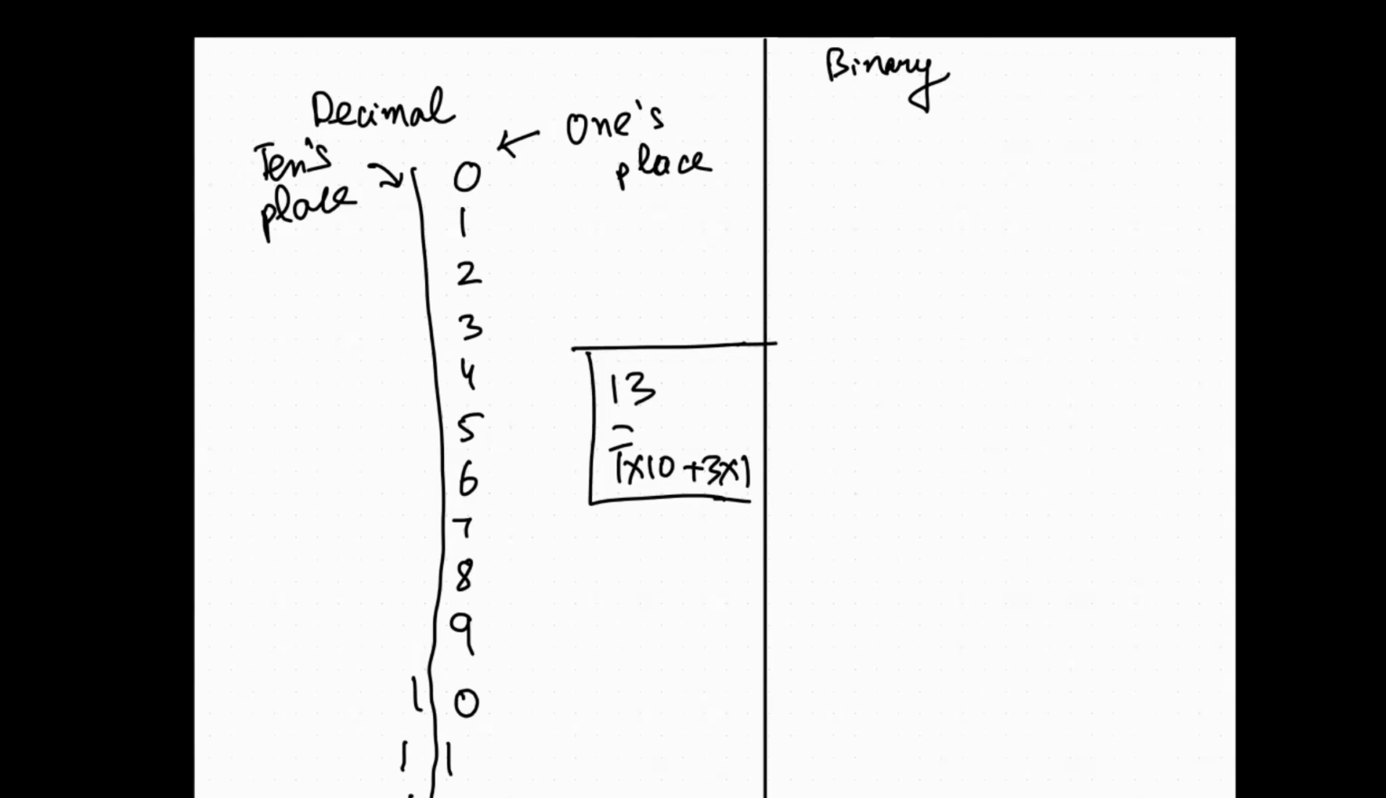So correspondingly, we also have binary numbers. Corresponding to 0, we write 0. Corresponding to 1, what do we write? 1. Corresponding to 2, 1, 0. 1, 1, 1, 0, 0. 1, 0, 1, 1, 1, 0. 1, 1, 1. 1, 0, 0, 1.